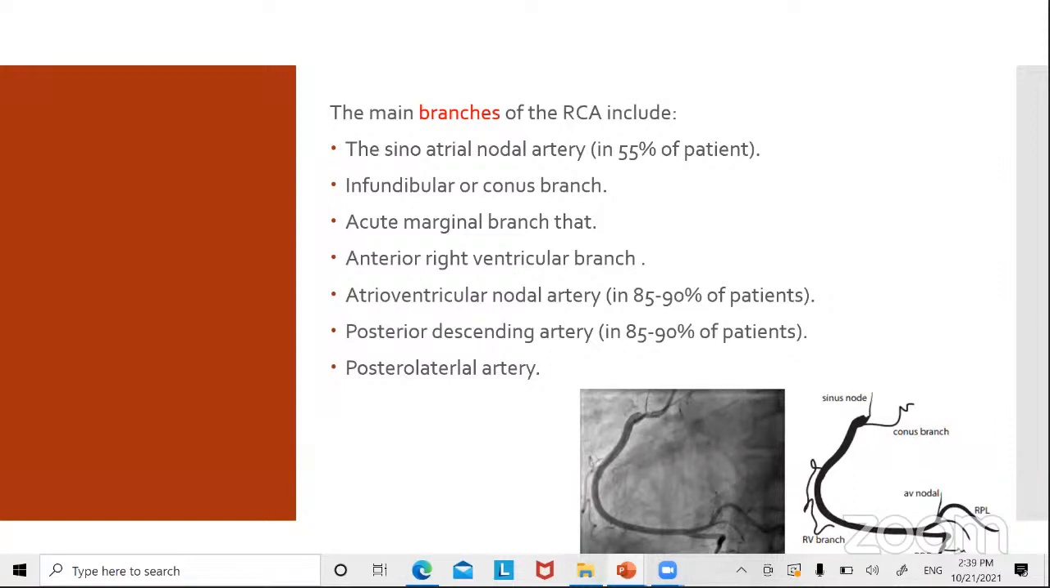The AV nodal artery is present in 85 to 90% of patients coming from the RCA and 10 to 15% coming from the left circ. The posterior descending artery comes from the RCA in 85 to 90% of patients and from the left circ in 10 to 15%. It runs in the posterior interventricular groove and gives off septal perforator arteries, which branch perpendicularly and supply the posterior 1/3 of the ventricular septum. Finally, the posterolateral artery supplies the posterior surface of the left ventricle.